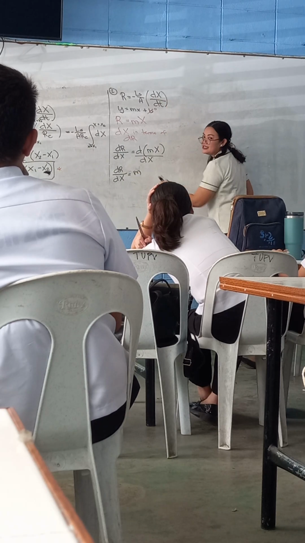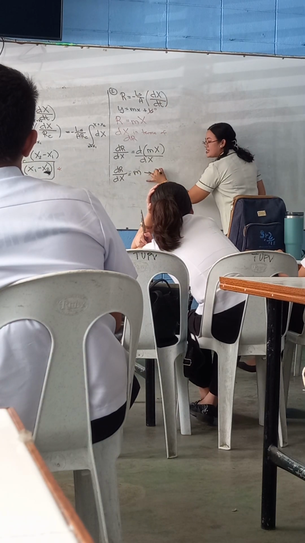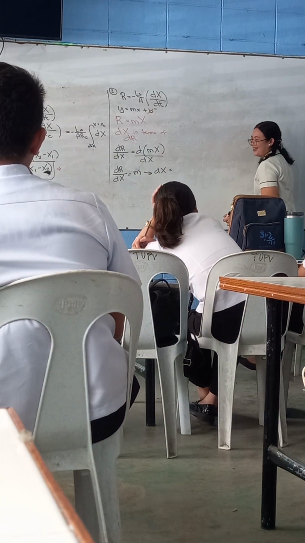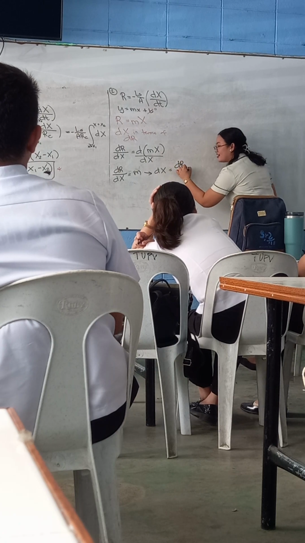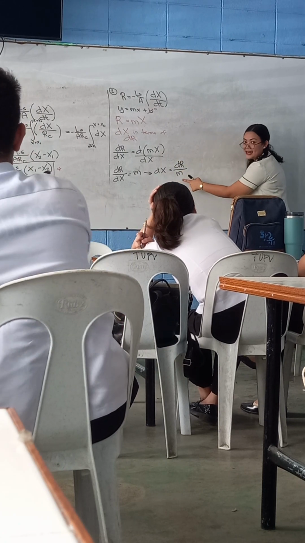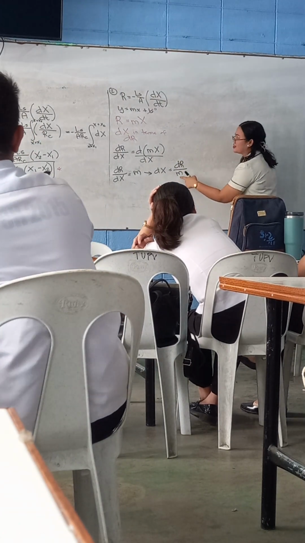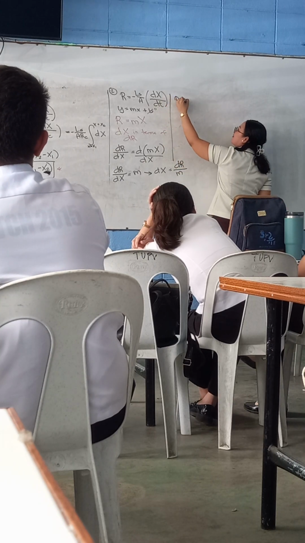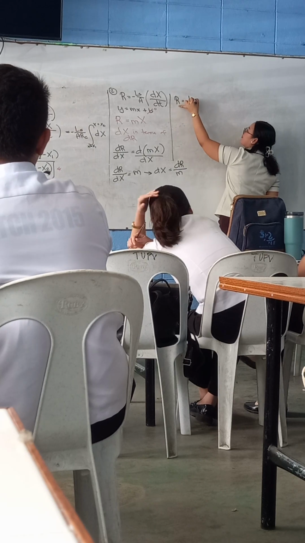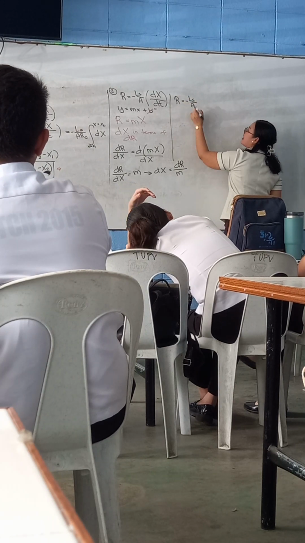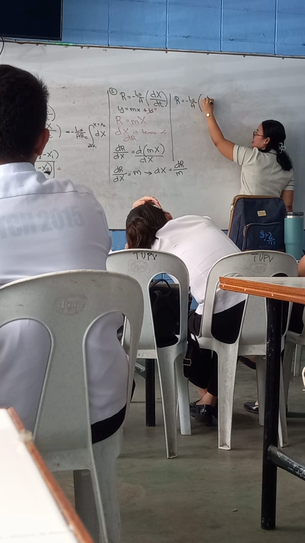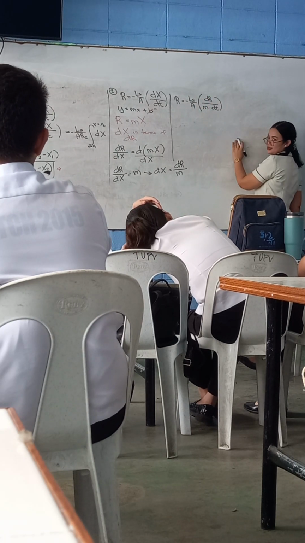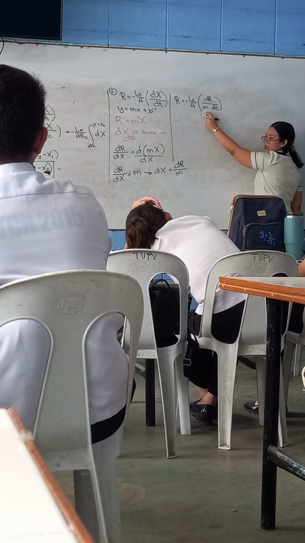Something na may dR. From this, dX is equal to dR over m, with m again as a constant. So going back, there is a general equation. R will become equal to negative LS over A times dR over m dt. Again, m is a constant.